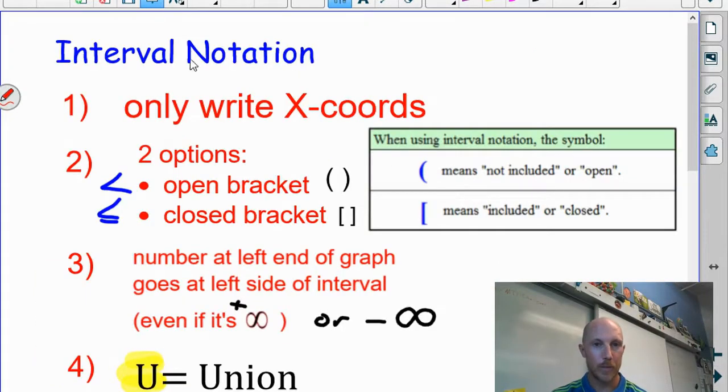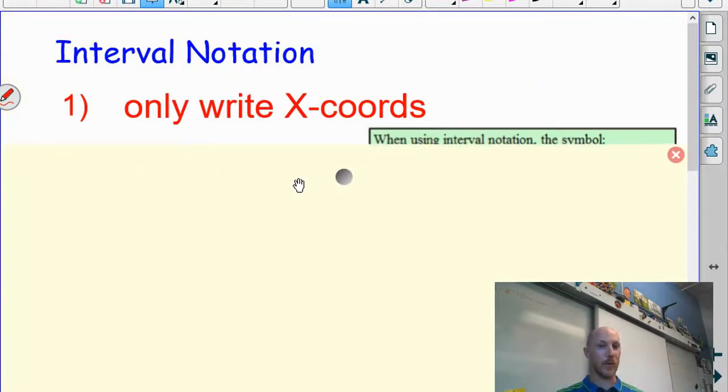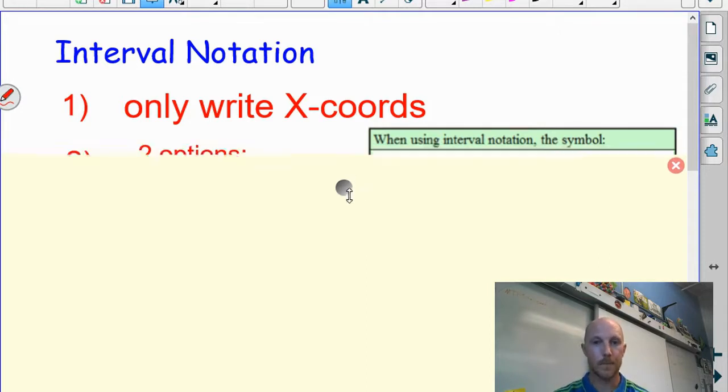Right, so there's some things we need to pay attention to with interval notation. Only write the x-coordinates. That's the first one. The big kind of confusing and weird thing about interval notation is even though we're looking at where graphs go up and down, and that's a description of the y-coordinate. If you're increasing, the y-coordinate's going up. If you're decreasing, the y-coordinate's going down. If you're constant, the y-coordinate stays the same, right? But when we use interval notation, the description of the function is only determined by the x-coordinate. So that's the only thing we write down is the x-coordinate.